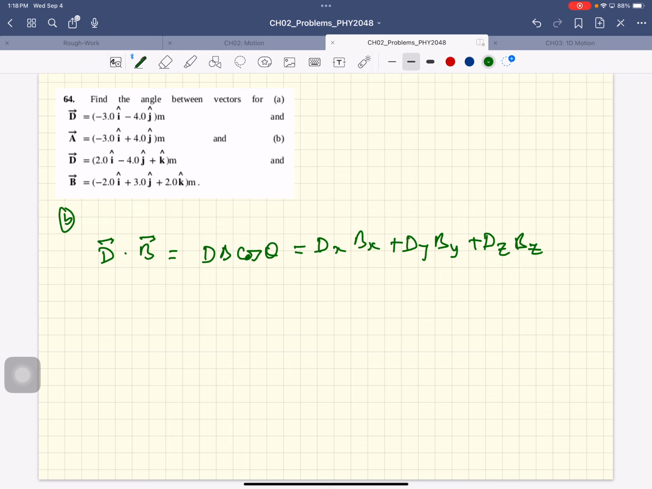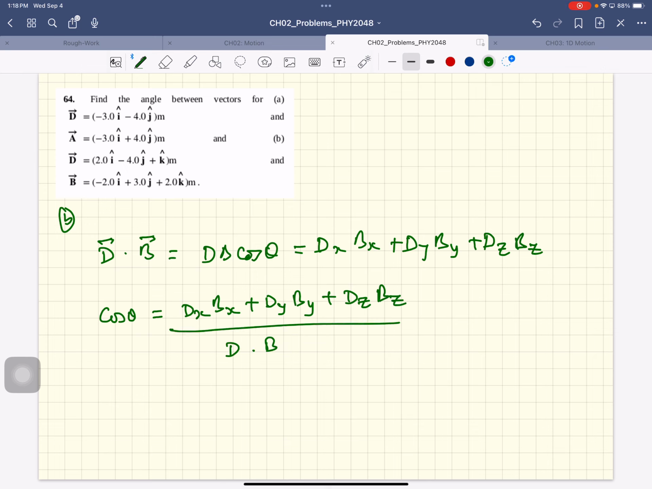All right, so cosine theta is dx bx plus dy by plus dz bz divided by dB. All right, so let's find the magnitudes of D. You guys are following this? You guys all understanding this?